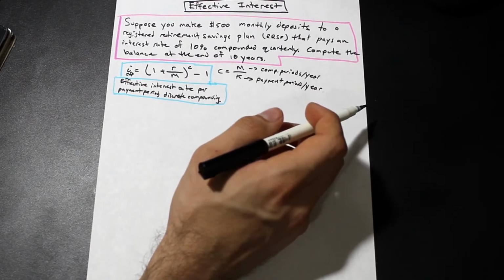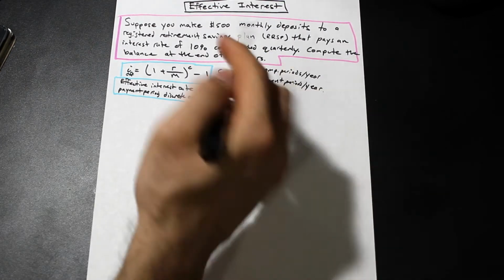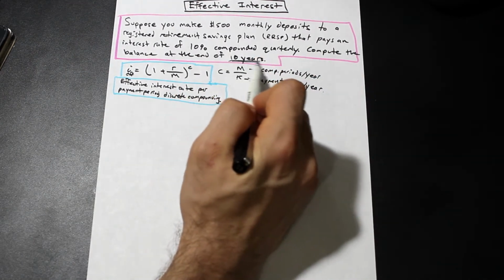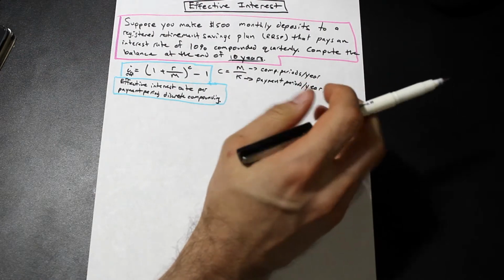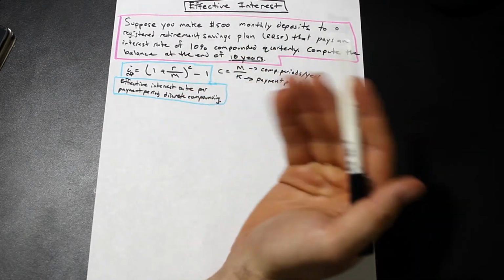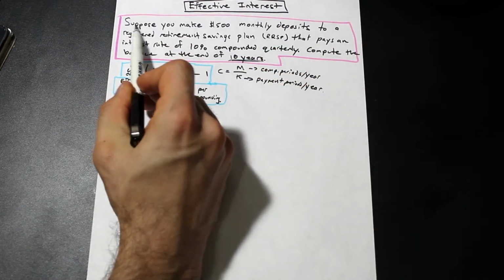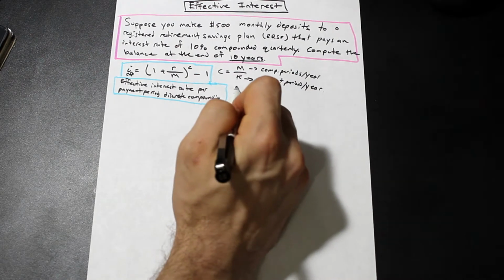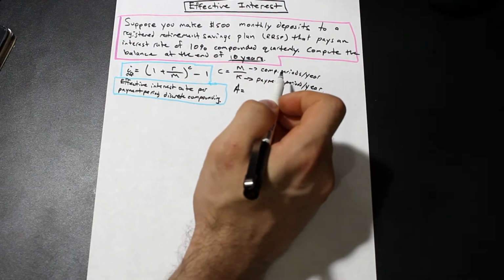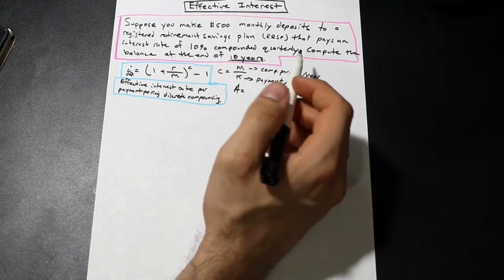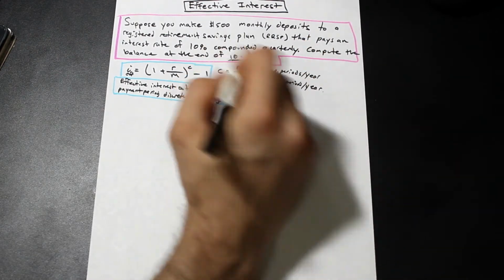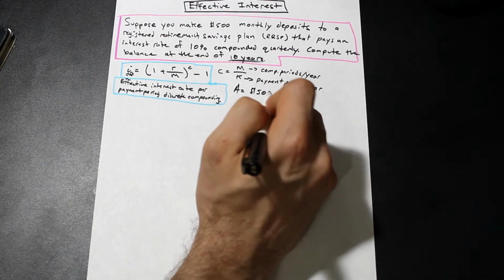Let's take a look at the question and see what information we can get out of it. First we're asked to compute the balance at the end of 10 years. That means that we're going to be computing a future value. And if we look at the first part of the question, suppose you make $500 monthly deposits. That's an annuity. So every month you're depositing $500. So we have our A value. We're going to be using the formula for F given A, because we want to find a future value given an annuity. So our A value here is $500.